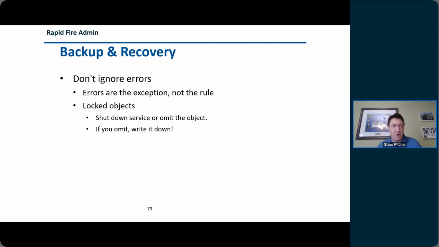Don't ignore your errors. I see this all the time. Okay, backup ran normally. We had 642 errors. Everything's good. Whoa, why? No, you should have 0 errors. So if you have things that are locked, shut them down before the backup or omit the object on the backup job. If you omit it, write it down somewhere why you omit that object. That way, your errors will always be 0. Not always. If you have a problem, you will have an error.